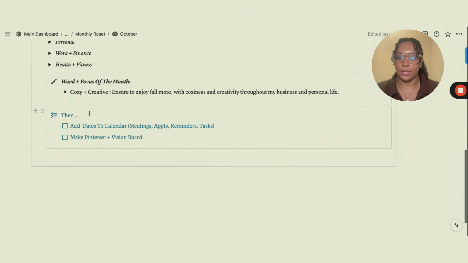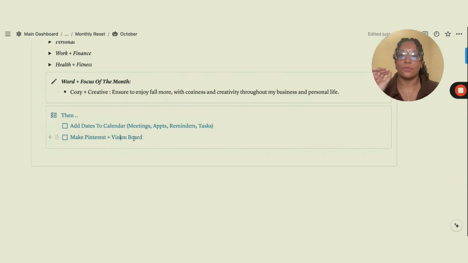Now at the end, I put then add dates to calendars, meetings, appointments, reminders, tasks. As of right now, I don't think I have any meetings or appointments for October. So that is good. But if you have any, that's what you would do now. And then make Pinterest and vision board.